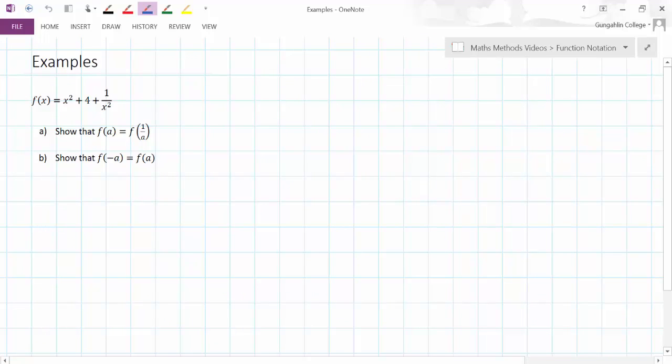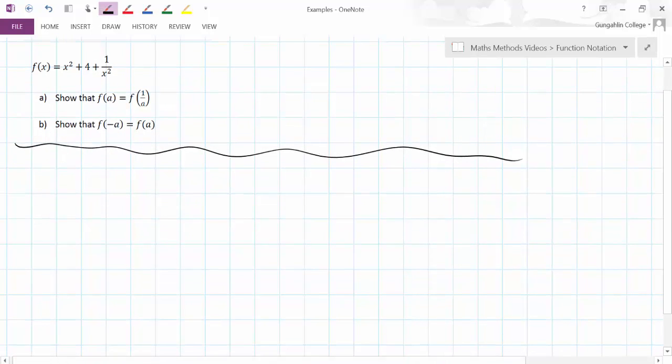Second example I've got here is a proof one. This one's a little bit nasty because it involves algebra, and I'm asked to show two things about this function. I'm asked to show that f of a is the same as f of 1 on a, and then after that I'm asked to show that f of negative a is equal to f of a. So we can do these one at a time. I'm going to do part A first. It's a proof, so I have to show that the left-hand side is equal to the right-hand side.